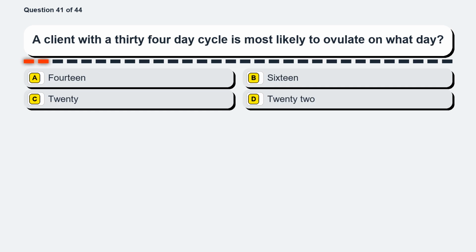Question 41. A client with a 34-day cycle is most likely to ovulate on what day? Option A, 14. Option B, 16. Option C, 20. Option D, 22.